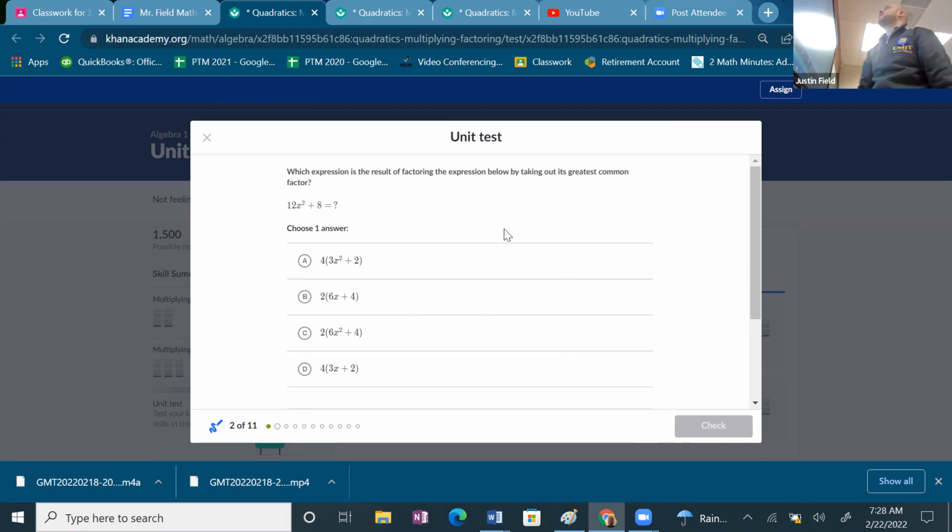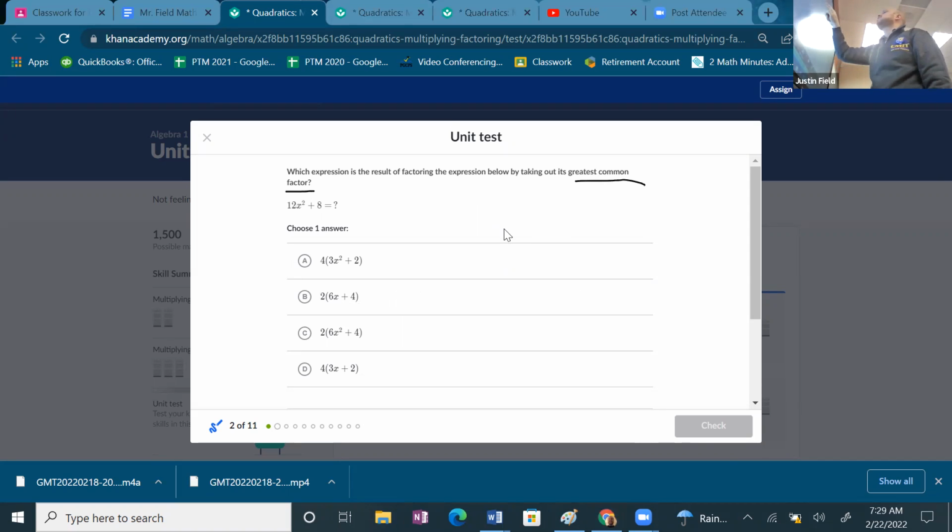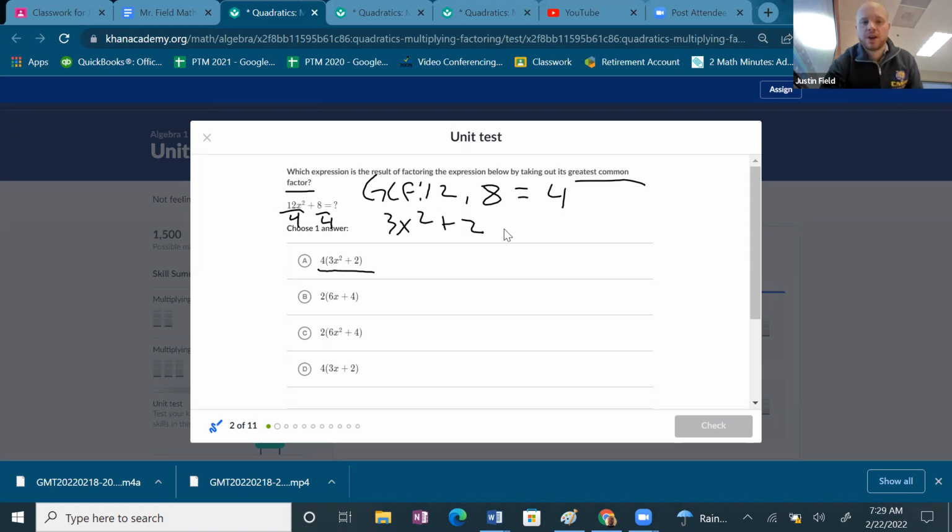Okay, which expression is the result of factoring by taking out the greatest common factor? So the greatest common factor of 12 and 8, what is the GCF of 12 and 8? I think that's going to be 4. So if I take out 4, then I'm going to have 3x squared plus 2. There we go.